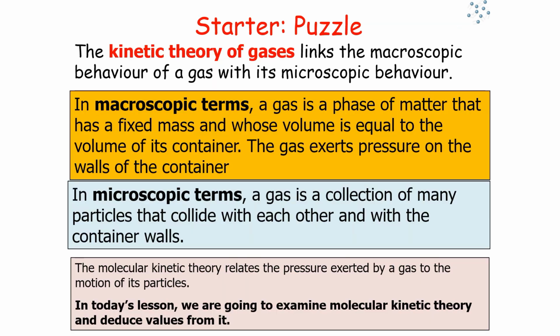Now the kinetic theory of gases links the macroscopic behavior of a gas with its microscopic behavior. So like we said before, in macroscopic terms, a gas is a phase of matter that has a fixed mass and whose volume is equal to the volume of the container, and the gas exerts pressure on the walls of the container, whilst in microscopic terms, a gas is a collection of many particles that collide with each other and with the container walls. Now the molecular kinetic theory relates the pressure exerted by a gas to the motion of its particles. So in today's lesson we're going to examine the molecular kinetic theory and deduce values from it.